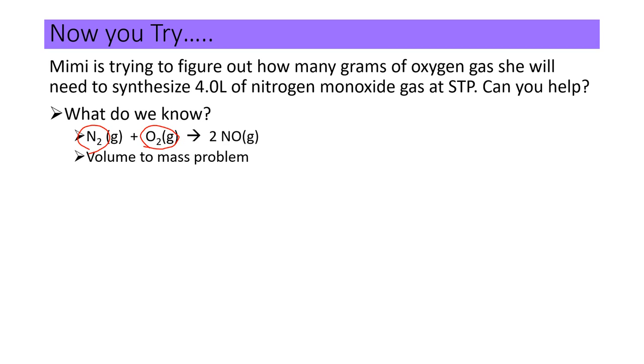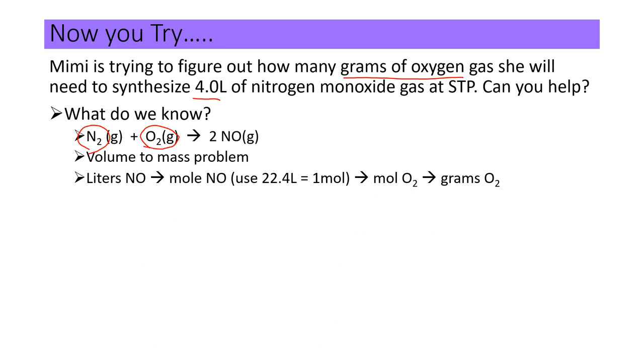We know this is a volume to mass problem because we were given a volume, and it's asking how many grams Mimi will need. Our strategy is going to be liters of nitrogen monoxide, which is given, that's what we're trying to produce, to moles of nitrogen monoxide. We know it's at standard temperature and pressure, so we're going to use that 22.4 liters equals 1 mole conversion to get us to moles. And then we're going to convert to moles of oxygen gas, and then to grams of oxygen gas using molar mass.